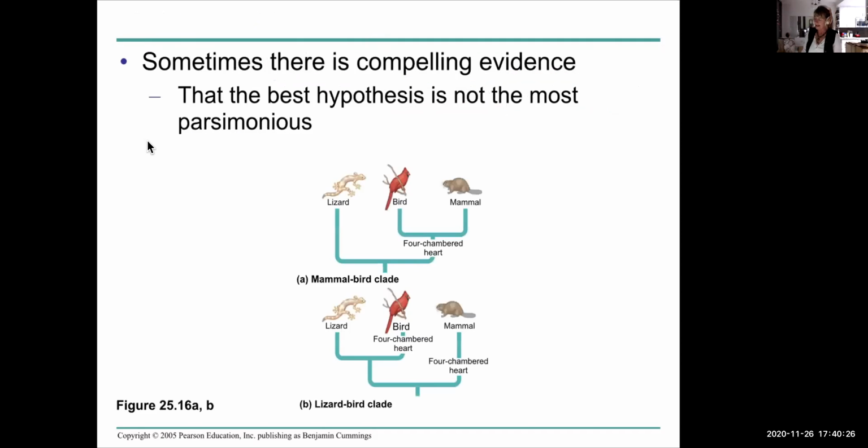And it's interesting because sometimes there's compelling evidence that the best hypothesis is not the most parsimonious, or not the simplest. So it used to be thought that birds and mammals were more closely related than either to lizards, because birds and mammals both have a four-chambered heart. The mammal bird clade. But as it turns out, that's not the case. The lizard is more closely related to the bird. A different kind of clade, a lizard bird clade. It's not based on the four-chambered heart. It's based on evidence that comes from DNA and other morphological features that outweigh the four-chambered heart.